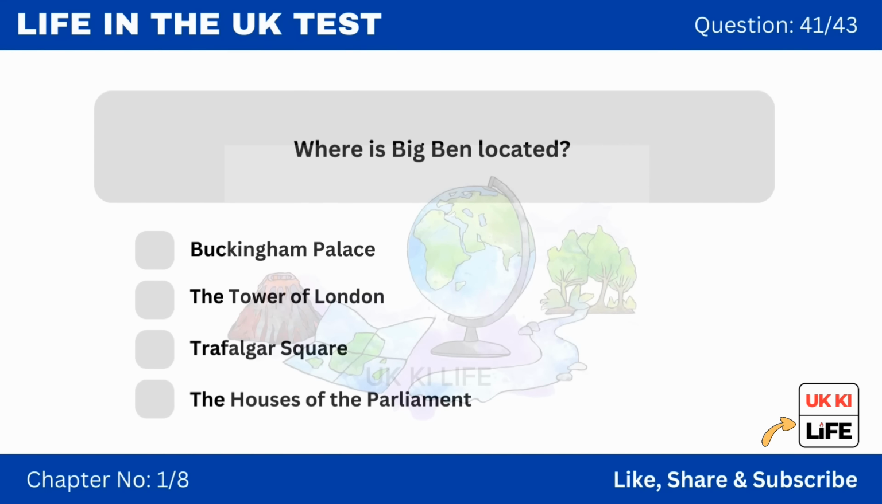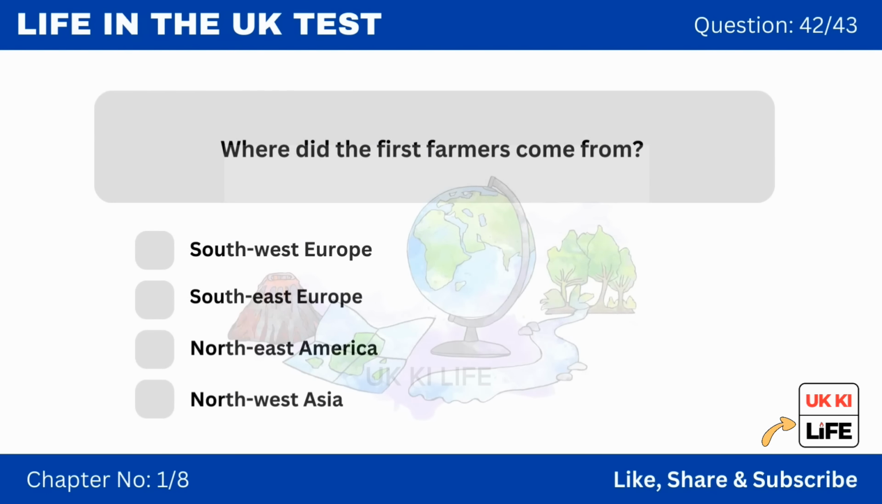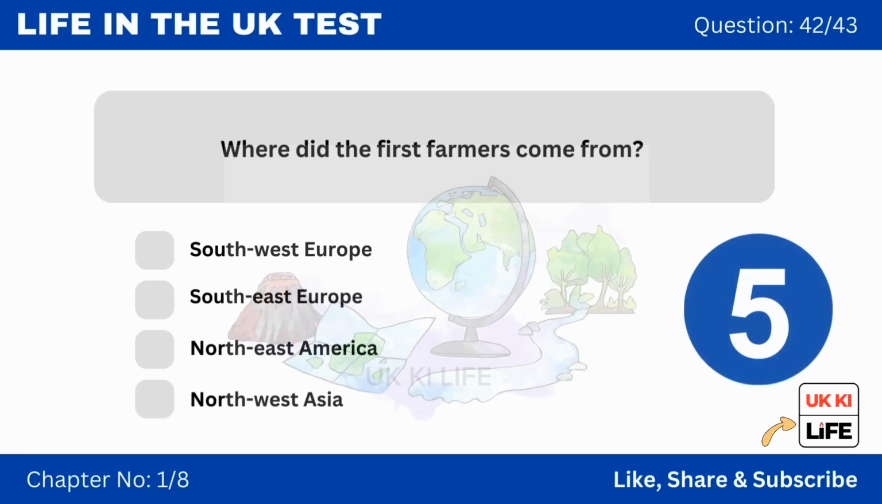The correct option is D. Explanation. Big Ben is the nickname for the Great Bell of the Clock at the Houses of Parliament in London. Question 42. Where did the first farmers come from? Southwest Europe, Southeast Europe, Northeast America, Northwest Asia.